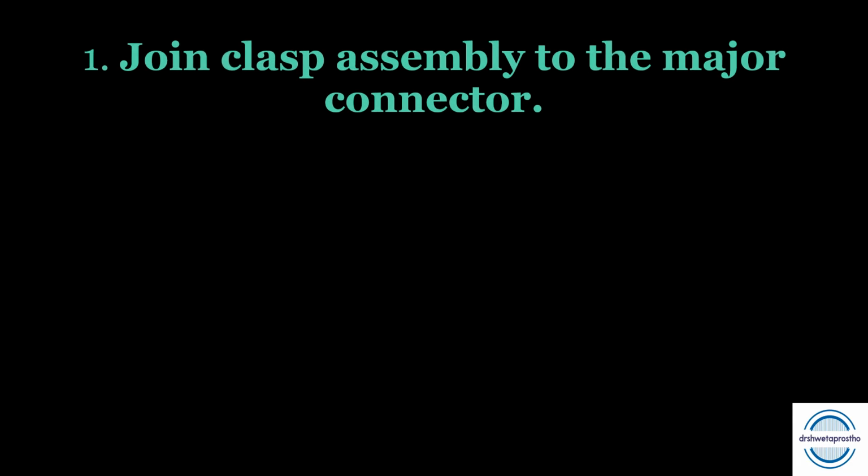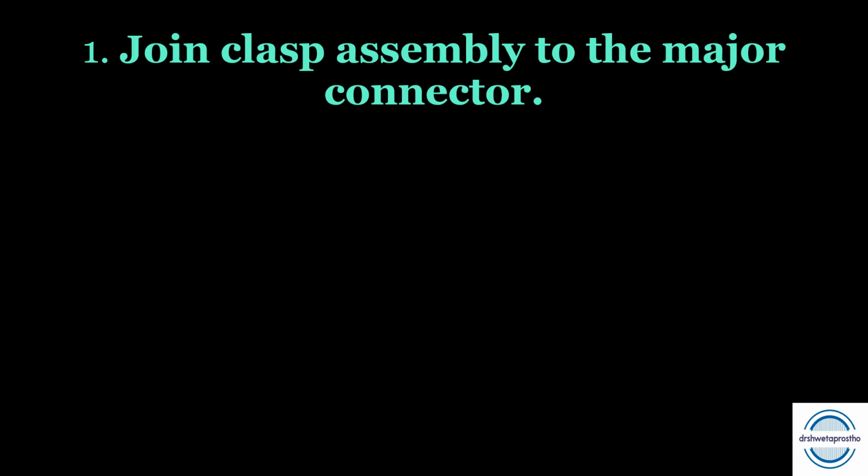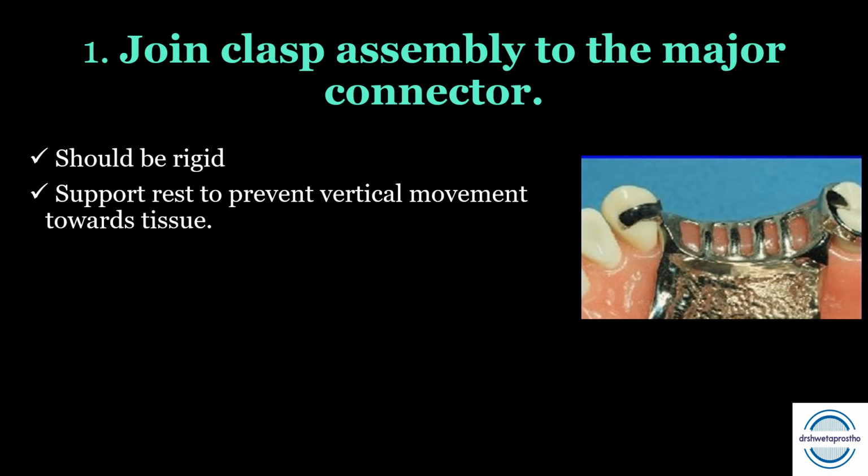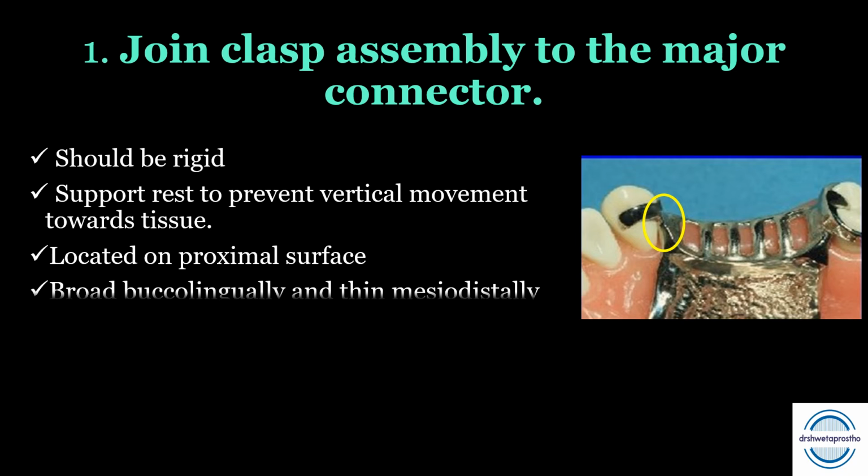So the first type of the minor connectors are those which join the clasp assembly to the major connectors. First of all, they should be rigid to provide rigidity to the framework. Second, they mainly support the rests to prevent the vertical movement towards the tissue. Third, they are located on the proximal surface, as we can see in the picture also. Then if we talk about the design, they are broad buccolingually and they are thin mesiodistally.